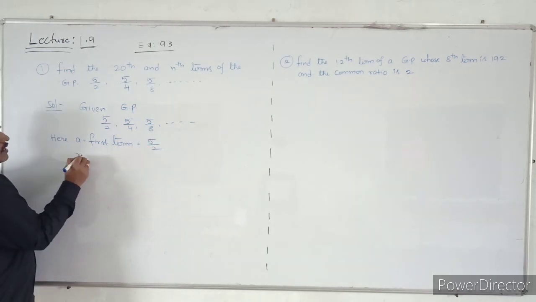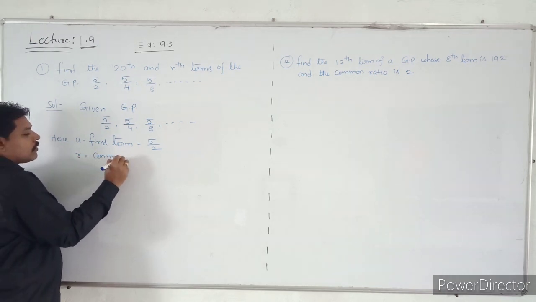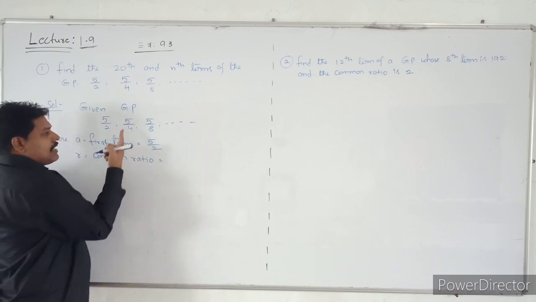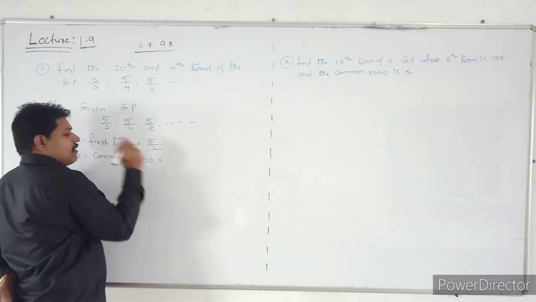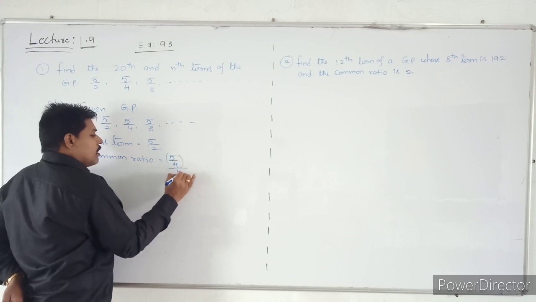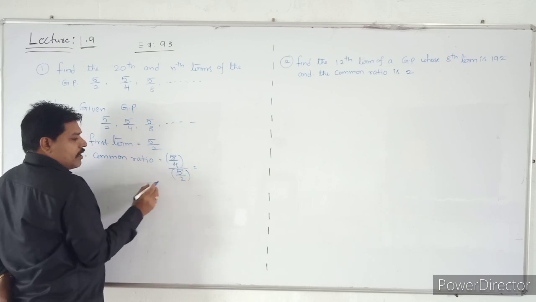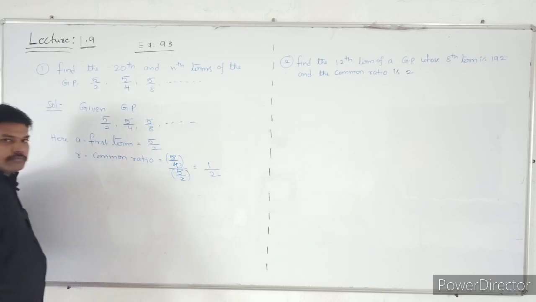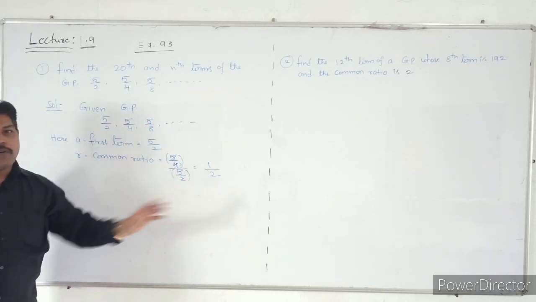Then R is the common ratio. What is the common ratio? The common ratio is nothing but second term by first term, that is A2 by A1. So it becomes 5 by 4 divided by 5 by 2. The 5 will be cancelled, and 2 cancels 2 times, so it becomes 1 by 2. So the first term is 5 by 2 and the common ratio is 1 by 2.